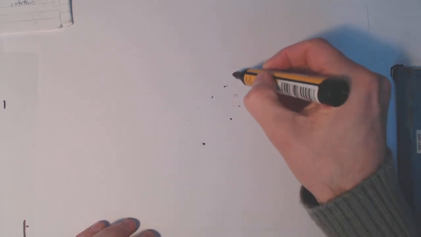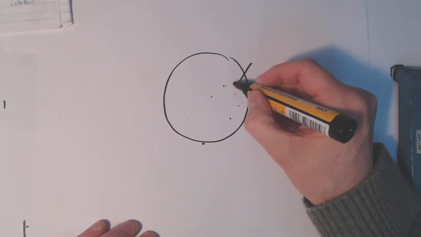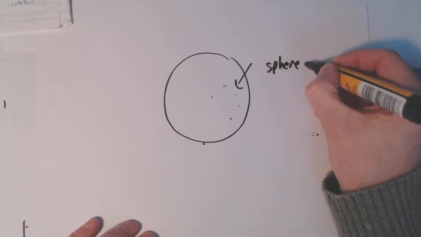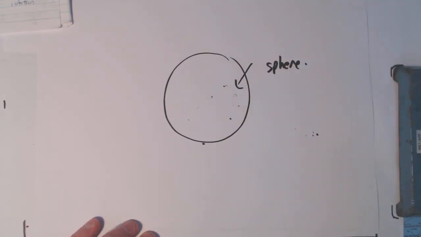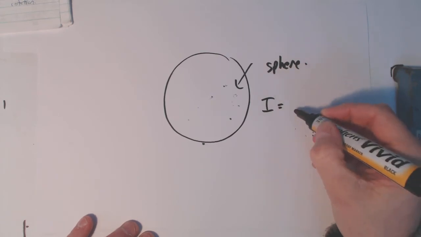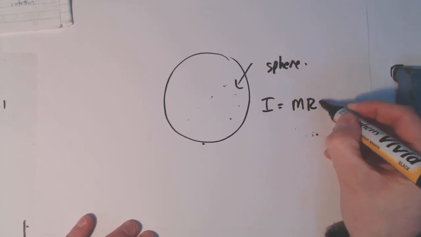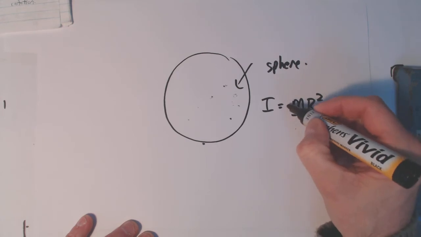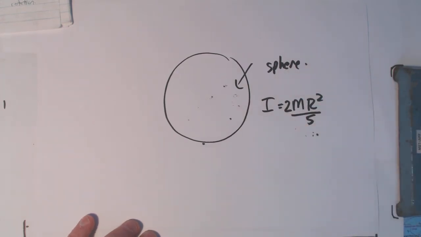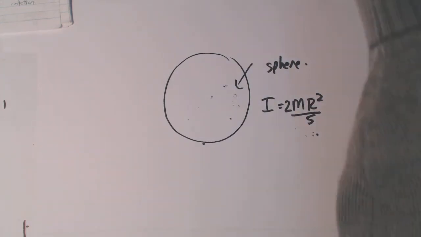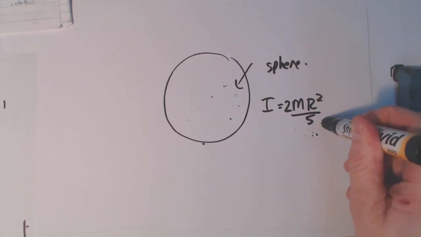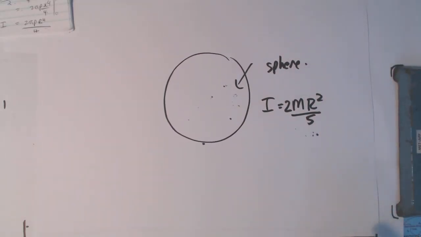Now, you can do other objects. We could do a sphere, a 3-dimensional object. We're going to need 3-dimensional calculus. We can do that. And we find that I for the sphere is big M, big R squared, but it's multiplied by 2/5. This was half. This is 0.4. And that's been done very exactly with calculus. What about a cylinder?